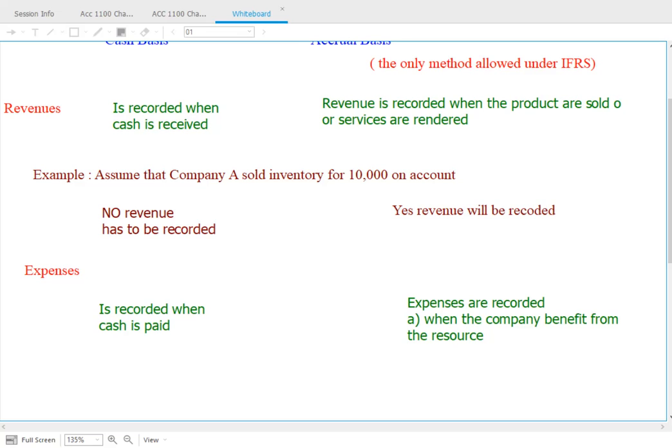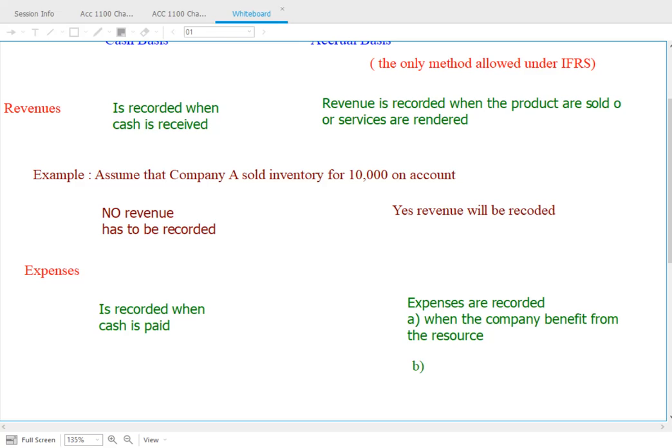Another example, assume that at the end of each month, after the company used the effort of their employees, they're going to record that they have a salaries expense, even though they're going to pay the salaries later on. So every time the company benefits from the resource, we have to record that as an expense, even if there is no cash payment now. So this is the first case to record an expense when the company benefits from the resource.